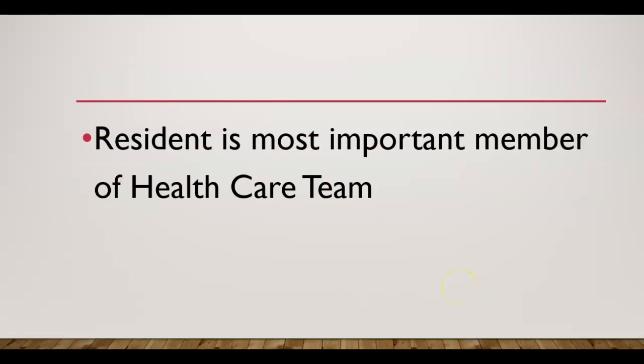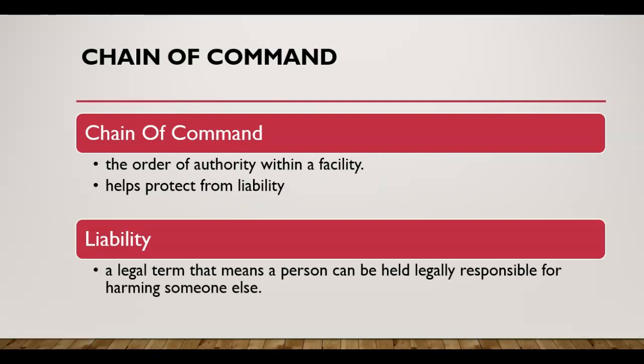The resident, of course, is the most important member of the healthcare team. Chain of command. Chain of command is the order of authority within a facility. It helps protect from liability. So it tells you who you are to report issues and problems to. It's in place to keep people from going straight to the top of a facility. They should go to their immediate supervisor and move their way up the chain of command when they have a complaint.